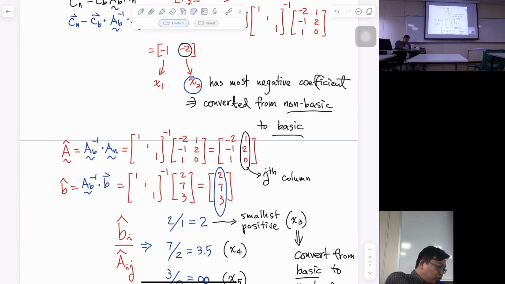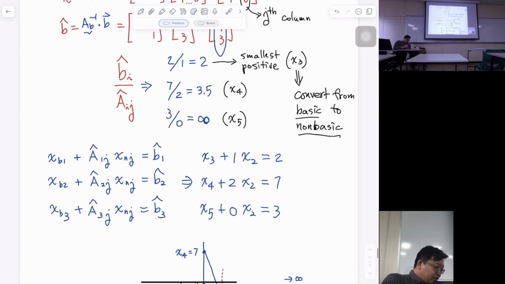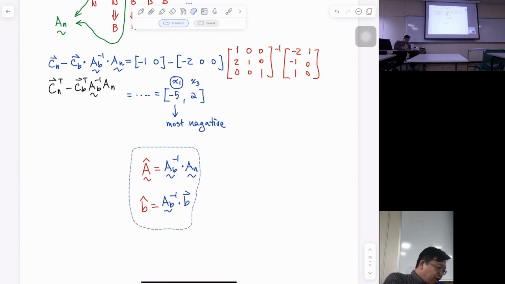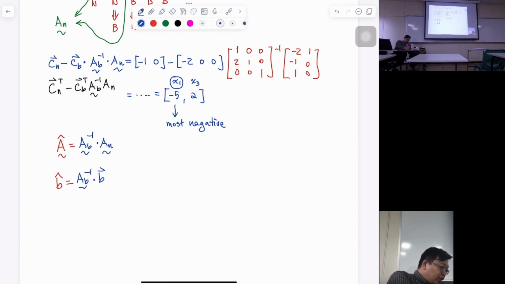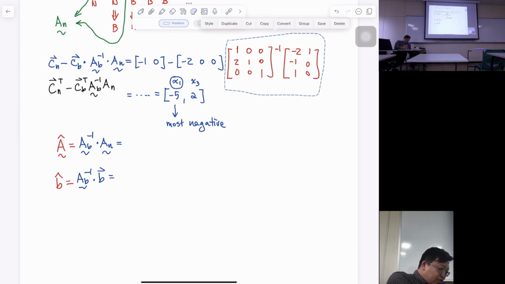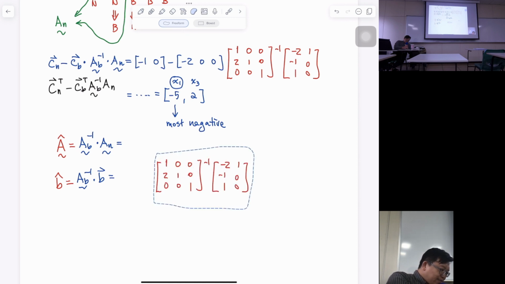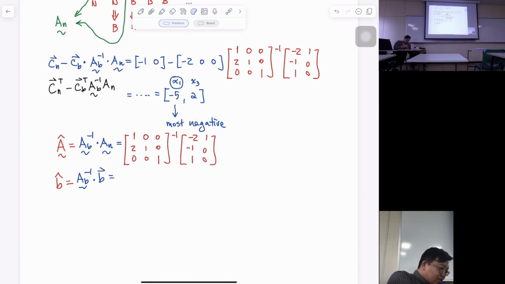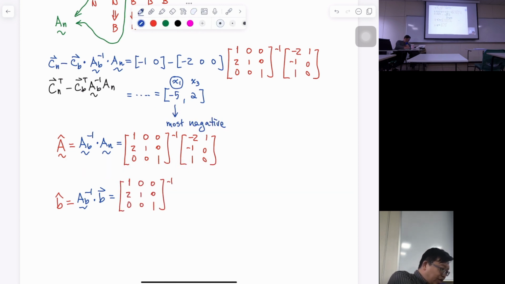So we need to do this. Copy. Paste. Do this. Copy this guy. Paste. And then move this lower. And then copy, paste. B is 2, 7, 3.